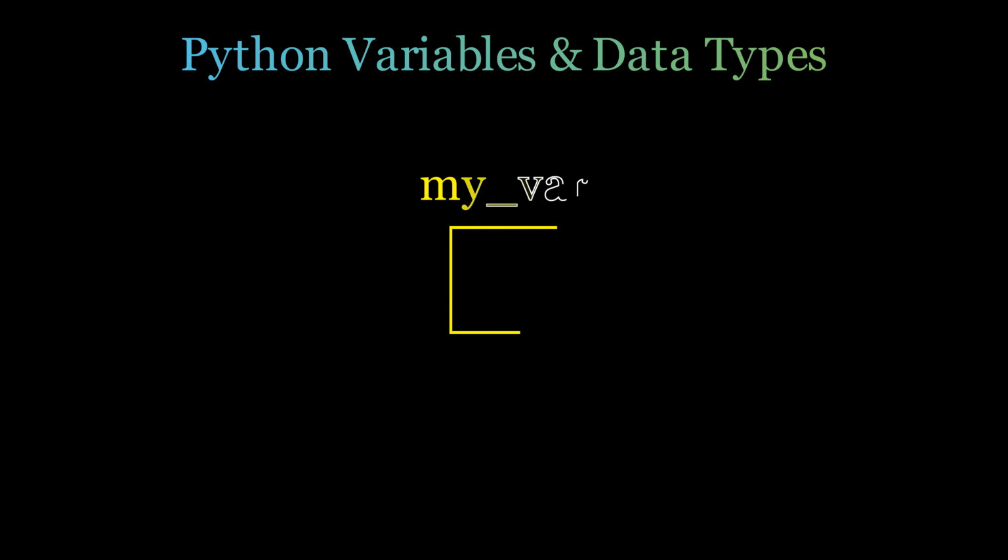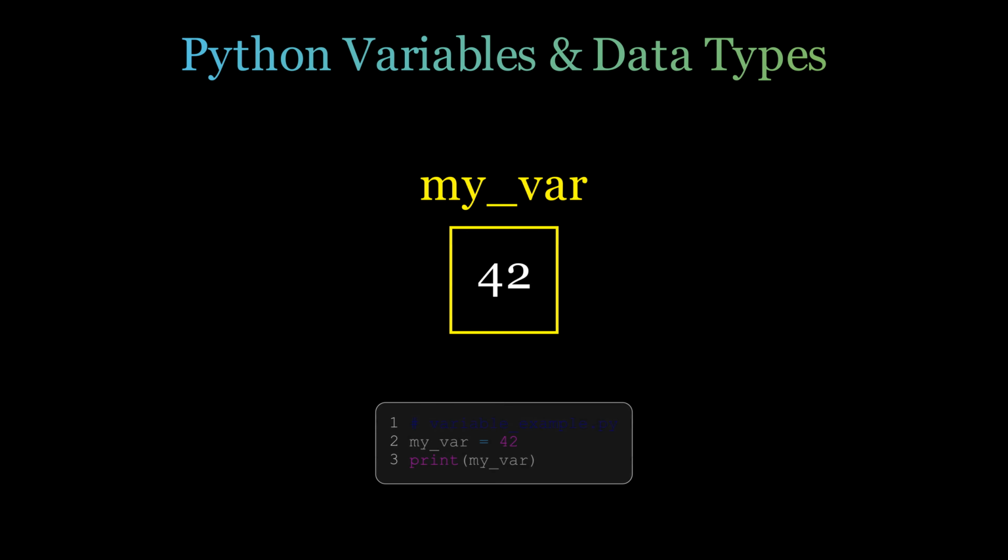Let me show you a concrete example. Here we have a variable named my_var that's storing the number 42. The variable name, my_var, acts like a label on our memory box, while 42 is the actual value stored inside. In Python, we would create this with the simple statement, my_var equals 42. The equals sign here is called the assignment operator, which assigns the value on its right to the variable name on its left.